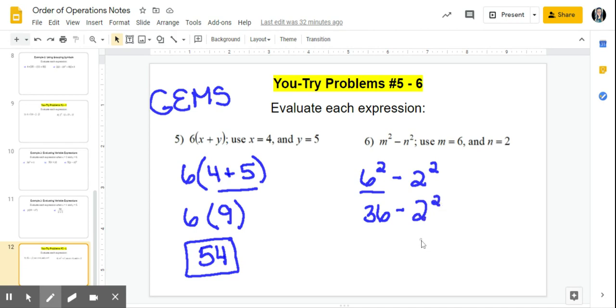What should I do next? I still have another exponent. So 2 to the second power means 2 times 2. That just gives me 4. Bring down that minus 36. What's the final answer? 32. There we go. You just made it through your first set of notes.